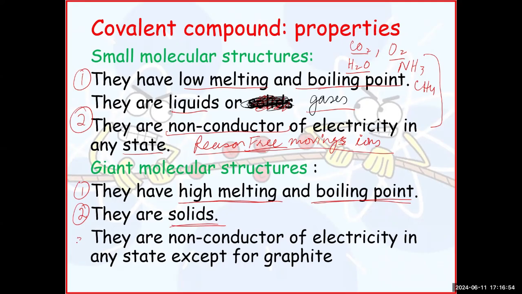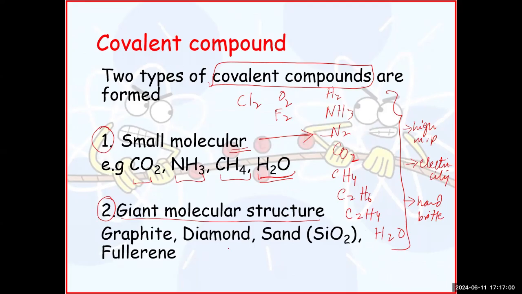And third thing is, there are three giant covalent structures in your course, as you can see on your screen. Fullerene was there, but it's no more on your syllabus now. There is graphite, diamond, and silicon 4 oxide, or you call it silicon dioxide. There are two names for this giant molecular structure.